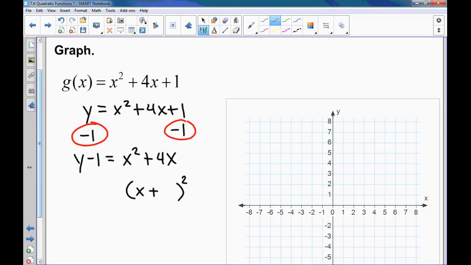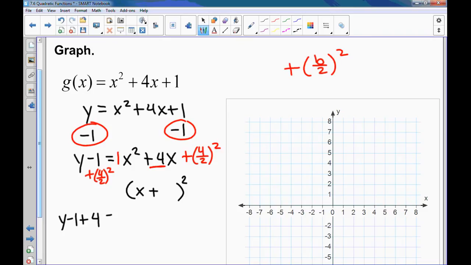So if you remember, what we need to do is we need to add b over 2 squared to both sides. We need to add b over 2 squared to both sides. So if I'm looking, a is 1, b is 4. So what I need to do to both sides, I need to add 4 over 2 squared, but to both sides. So what we're going to have on the left-hand side is y minus 1 plus 4 divided by 2 is 2 squared. So that's going to be 4 equals x squared plus 4x plus 4.